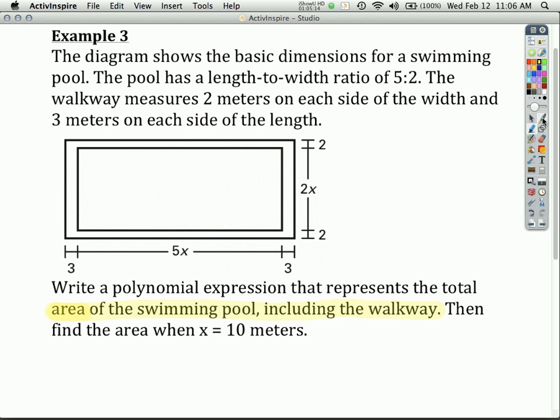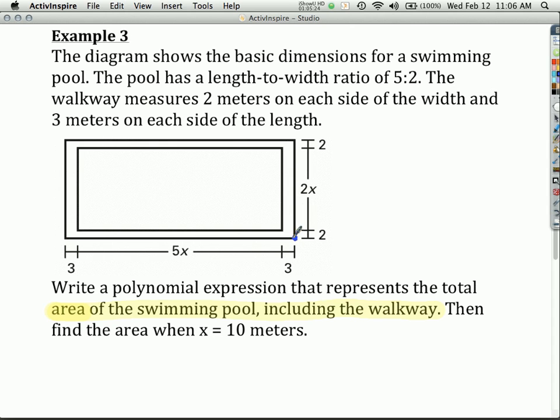But now we need to basically work out that information. So let's start with the base. What is the base? Well, we're including the walkway, so we're going to go from here all the way to here. So how can I represent that distance? That total distance, what will it be?